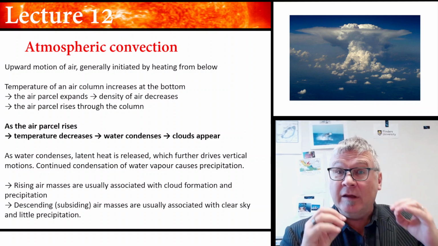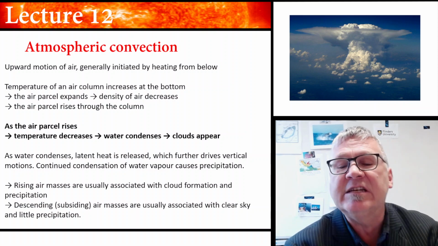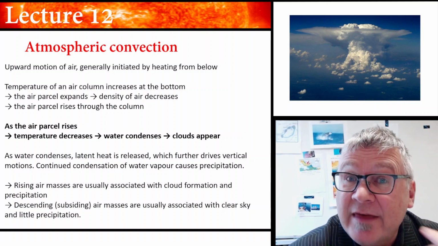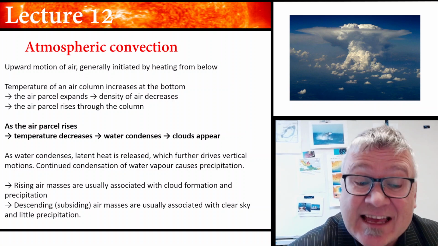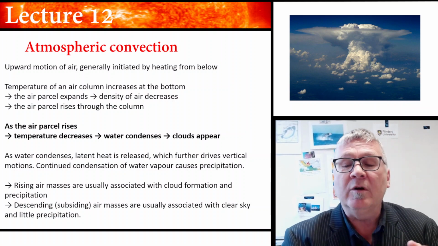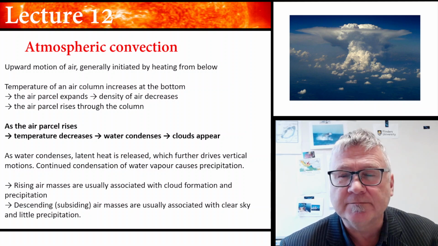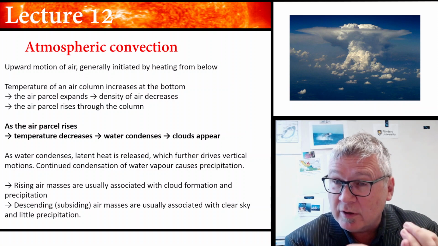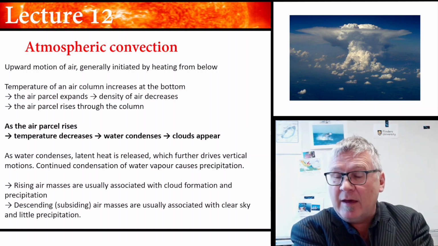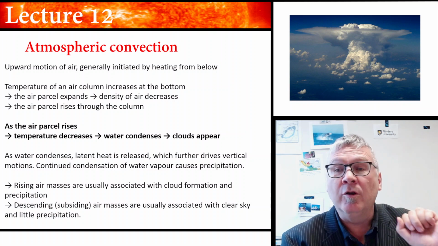Okay, so now the key summaries. The rising air masses are usually associated with cloud formation and precipitation. On the other hand, the descending or subsiding air masses are usually associated with clear sky and little precipitation. So it's really important to understand that difference between rising and sinking air masses and the link to rainfall or no rainfall.